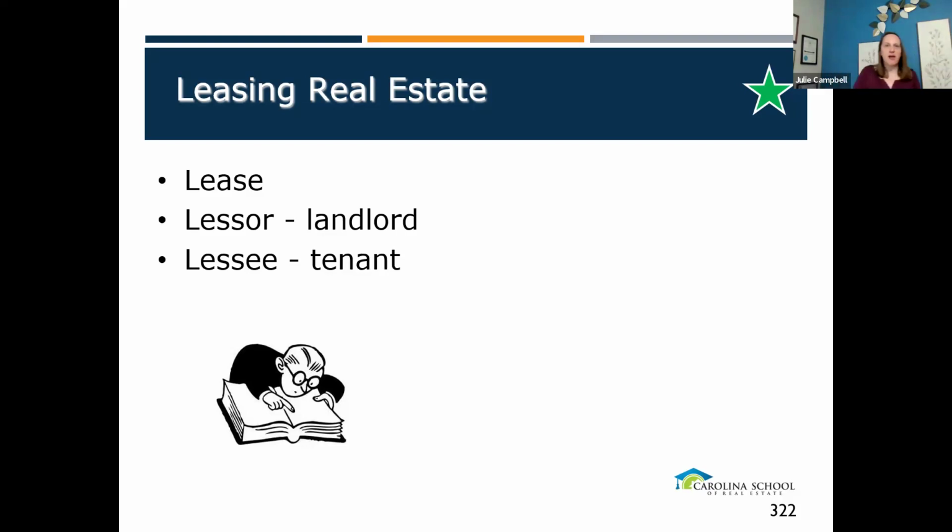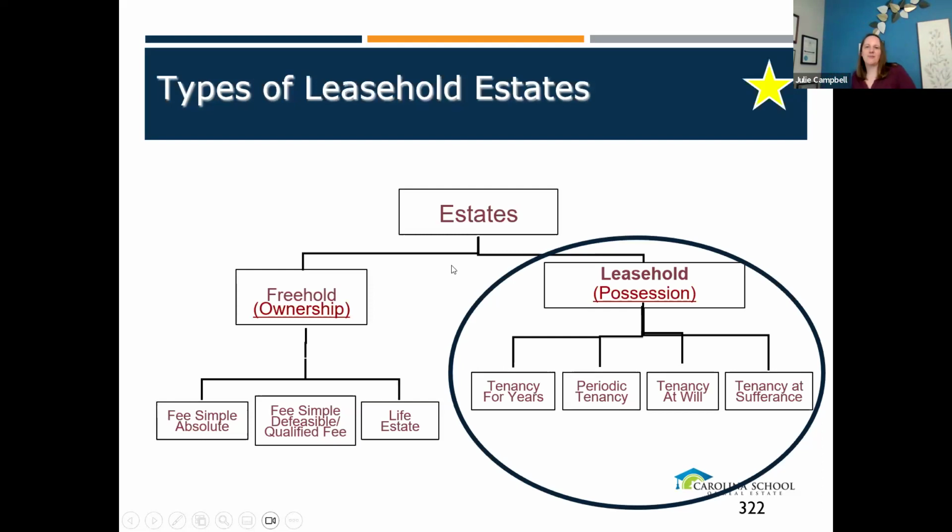You guys remember back in Unit 2, we talked about freehold estates. Freehold estates were the estates of ownership. So we talked about fun things like fee simple absolute, fee simple defeasible, life estates. That seemed like so long ago, didn't it? The other thing we mentioned when we talked about estates, we already covered the freehold. So now here we are talking about leasehold. Leasehold estates are estates of possession.